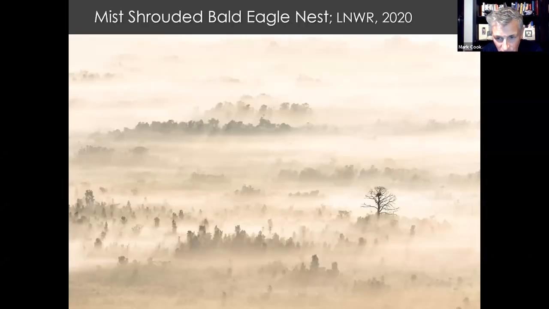This is a photo I took just after it died. You can see the tree just sticking out. I love photographing in these foggy conditions. It gives such a wonderful atmosphere.